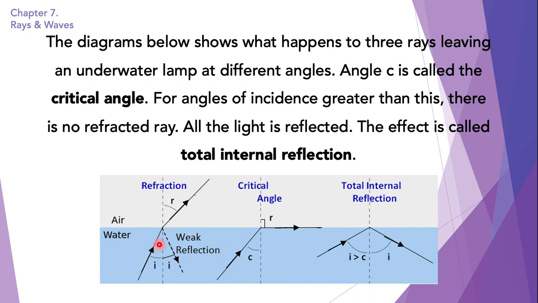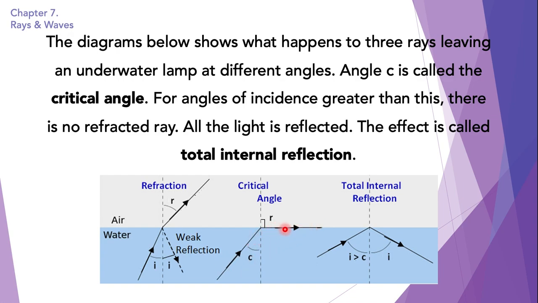Here, as you can see, the light gets refracted when it leaves. But there is also a weak reflection of light which comes back into the water. The light bounces off the water surface and gets reflected. So while it is being refracted, it is also being reflected. In this diagram, as you can see, we have an angle which is denoted as C. This angle C is called the critical angle, where the refracted ray is parallel to the water surface.